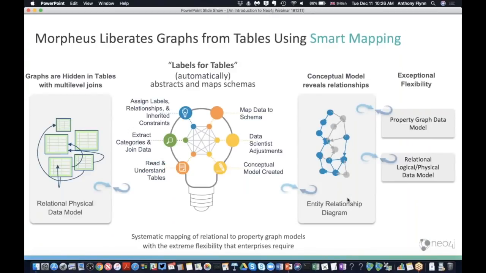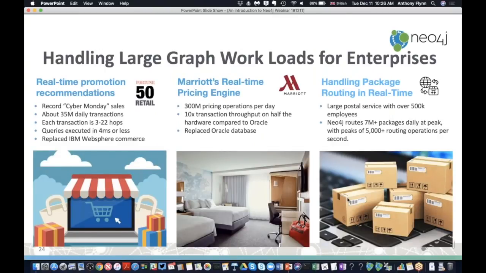For time, I'll quickly move on to answer a question which we're often asked, which is, does Neo4j scale? We can point to a number of our large customers around the world who are using it for 24/7 mission critical deployments where speed is of the essence. We have customers like Marriott, for example, who built a real-time pricing engine for its hotel properties in North America, and this has up to 300 million pricing operations running through the system every day.